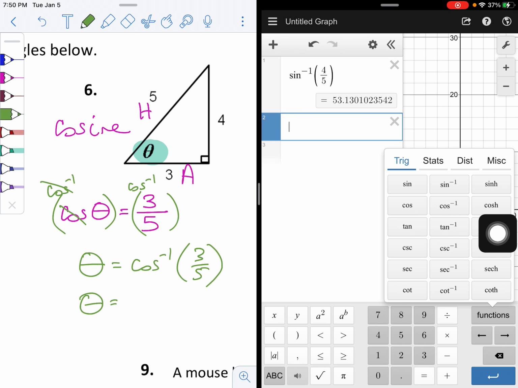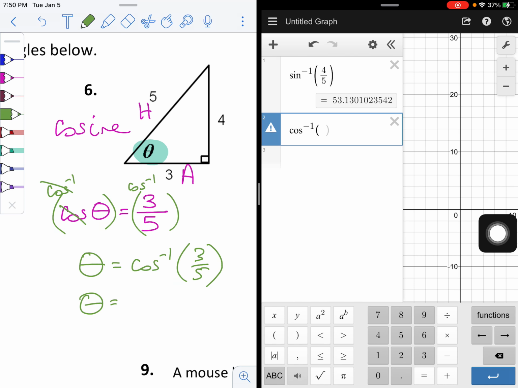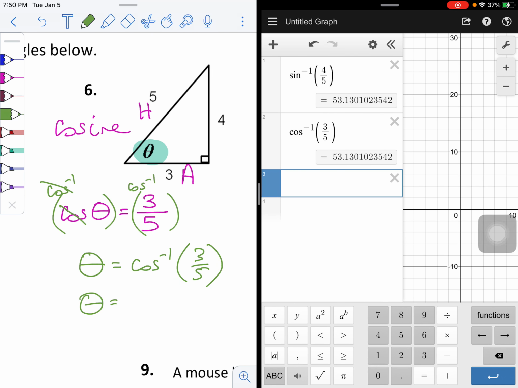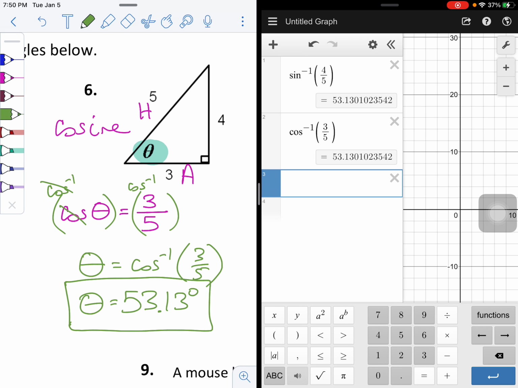I'm going to go ahead and grab my inverse cosine here, and then the fraction in this case is 3/5. And shockingly, there's the same answer. I would actually be more shocked if you got a different answer. And if you did get a different answer, you might want to check that you're still in degree mode, those types of things, to make sure that nothing went goofy.